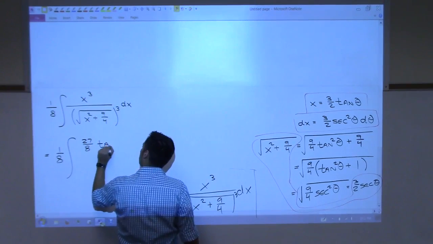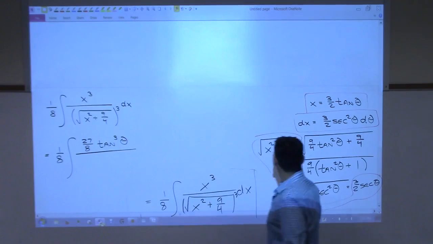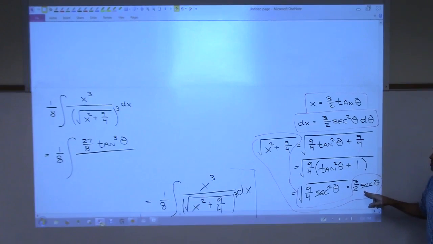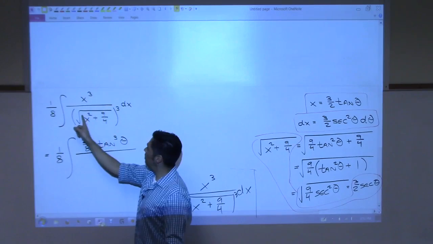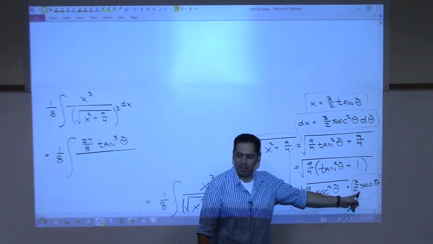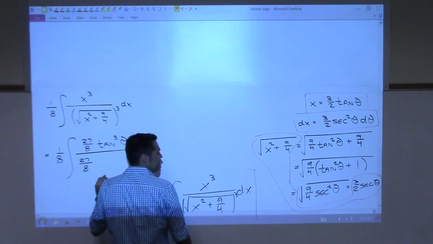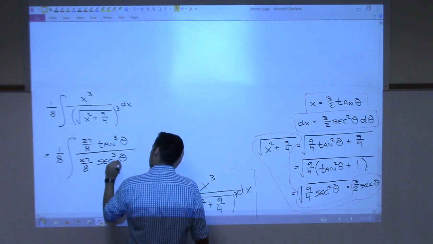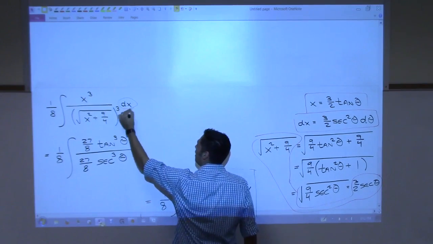Tan cubed theta. Good. Over, will be equal to 3 over 2 secant theta, right? Plus, well, the whole root is 3 over 2 secant theta, and then cubed again. So what happens when you cube this? There will be 27 over 8. That's nice, isn't it? Secant cubed theta, all right. Times, good, don't forget the dx.